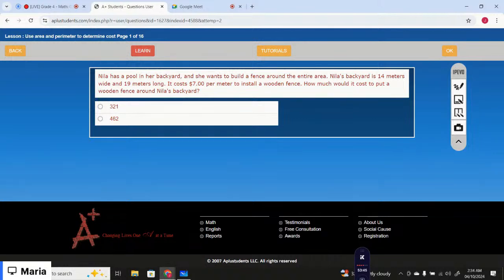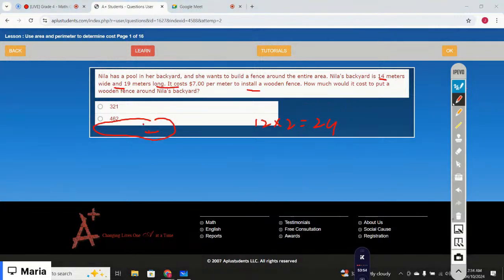Neela has a pool in her backyard. She wants to build a fence around the entire area. Neela's backyard is 14 meters wide and 19 meters long. It costs $7 per meter to install a wooden fence. How much would it cost to put a wooden fence around Neela's backyard?